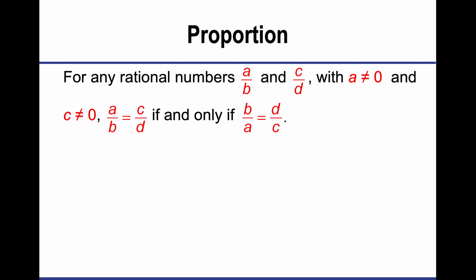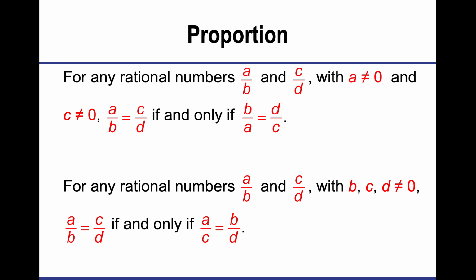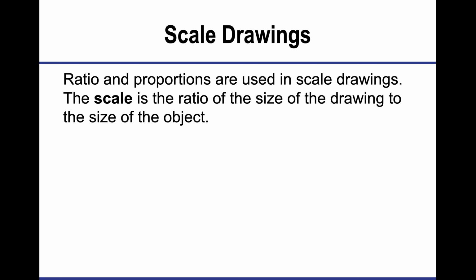So I also can flip my proportions, and they should still be equivalent, so that when I have A over C equals B over D, I'm basically looking at different ways to cross multiply those values.